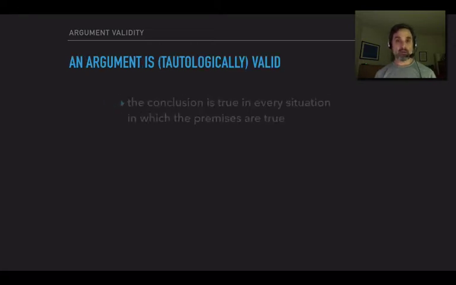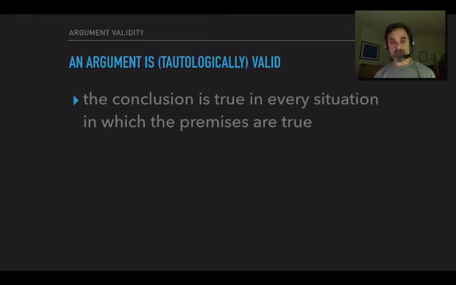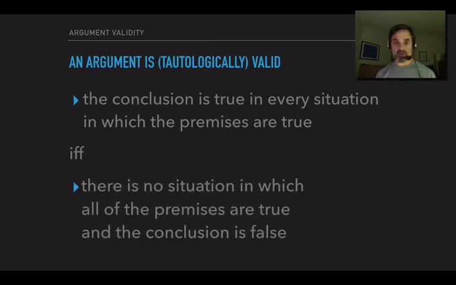So what does it mean to say an argument is valid? It means that the conclusion is true in every situation in which the premises are true. Another way of saying that is that there's no situation in which all the premises are true and yet the conclusion is false. There's no counterexample. We'll be talking occasionally, in the truth table module, the module will use the words tautologically valid instead of valid. Just don't worry about what that tautologically is doing there.